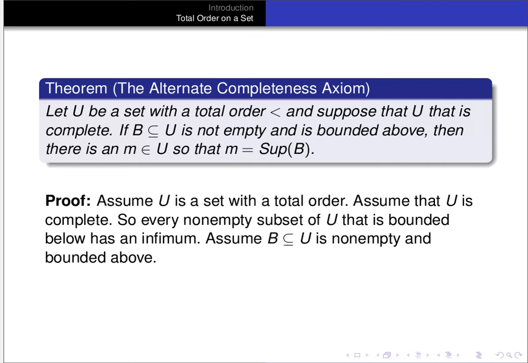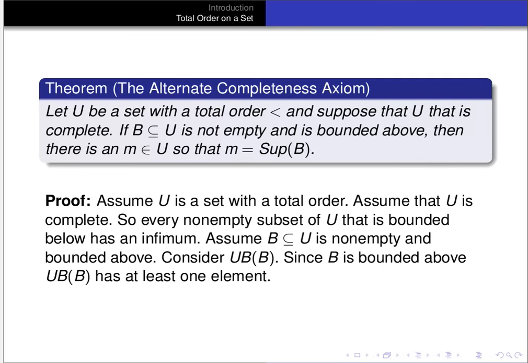All right, so let's look at the set of upper bounds of B. Now B is bounded above, so we know there's at least one upper bound of B. Okay, so UB of B has at least one element. It's not empty.